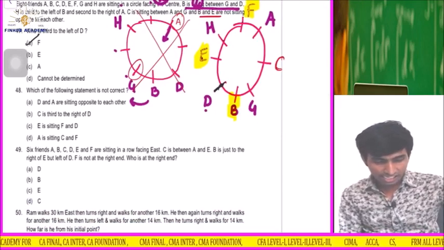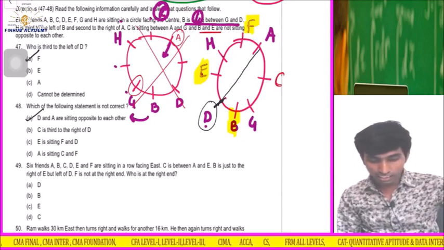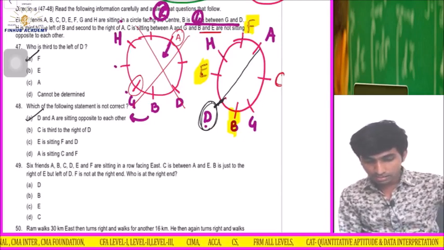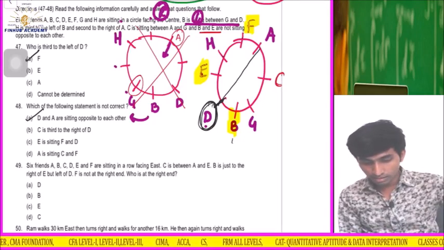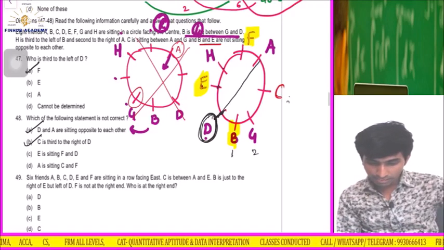Next. Which of the following statements is not correct? D and A are sitting opposite to each other. This is correct. Not correct, they are asking. C is third to the right of D. Right side: 1, 2, 3. This is also correct. E is sitting between F and D. I think so. No, this is false. E is not sitting between F and D.